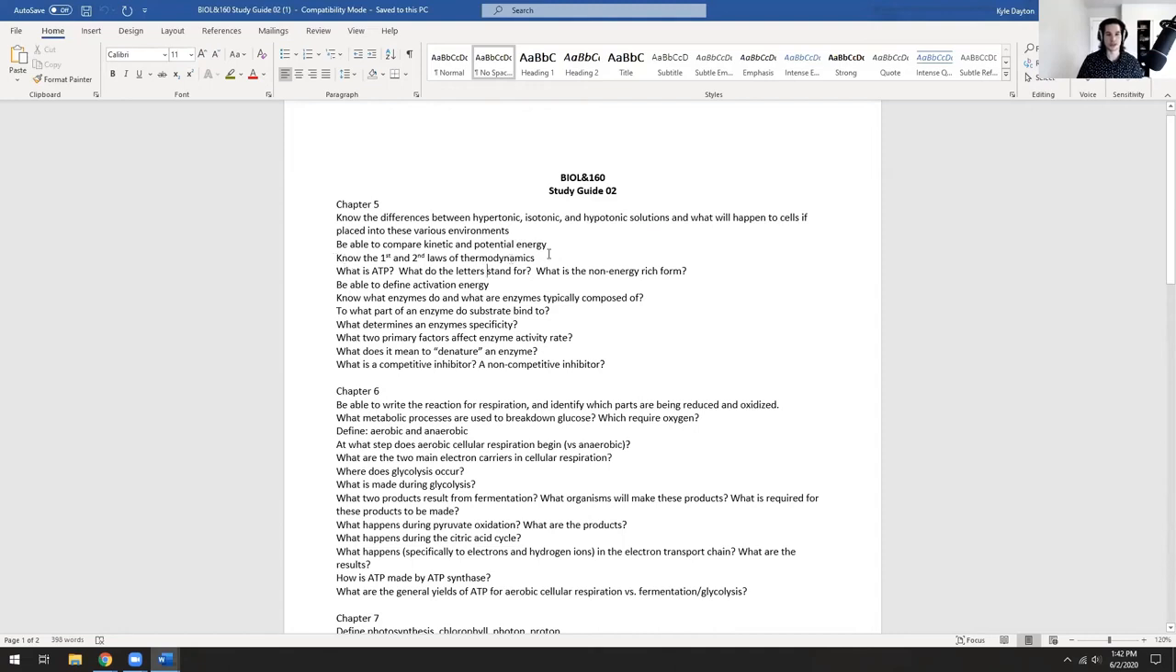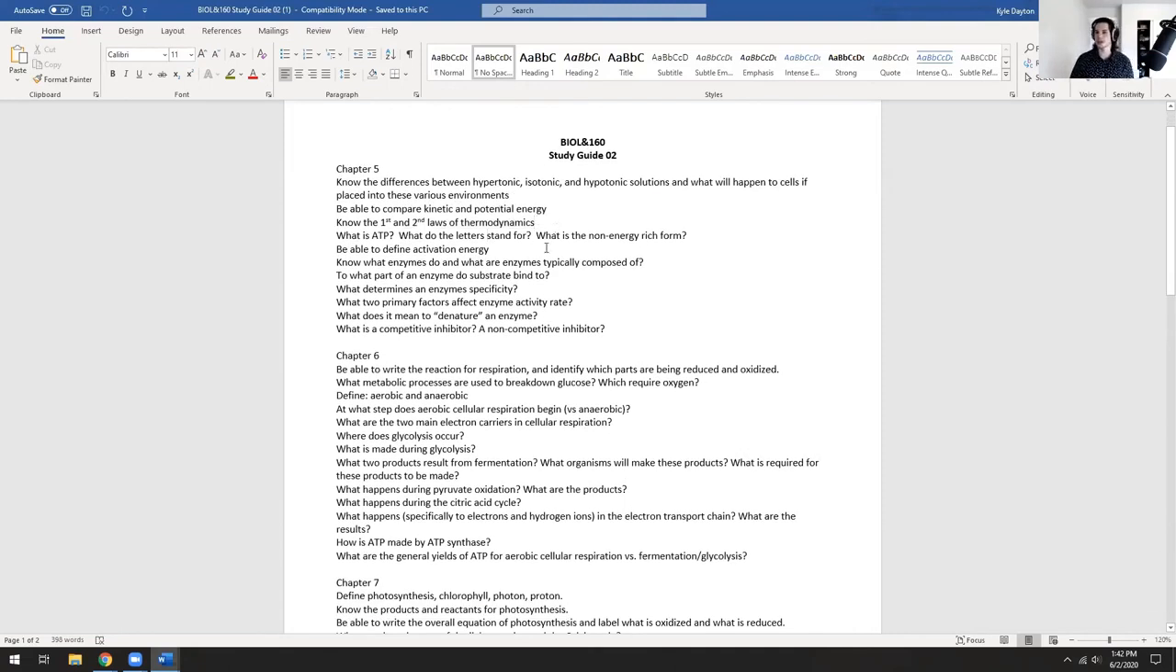The first and second laws of thermodynamics. The first is energy can't be created or destroyed, only change forms. And the second law is every time you exchange energy, you convert from one energy type to another, you lose some to an unusable form of heat. What is ATP? Adenosine triphosphate. That's what the letters stand for. The non-energy rich forms would be ADP, adenosine diphosphate, or AMP, adenosine monophosphate.